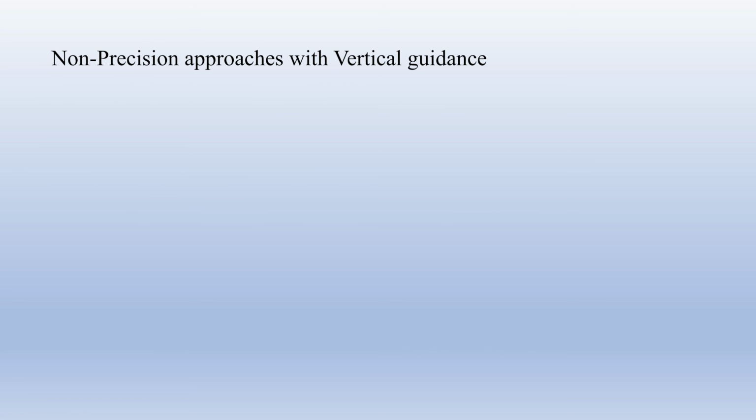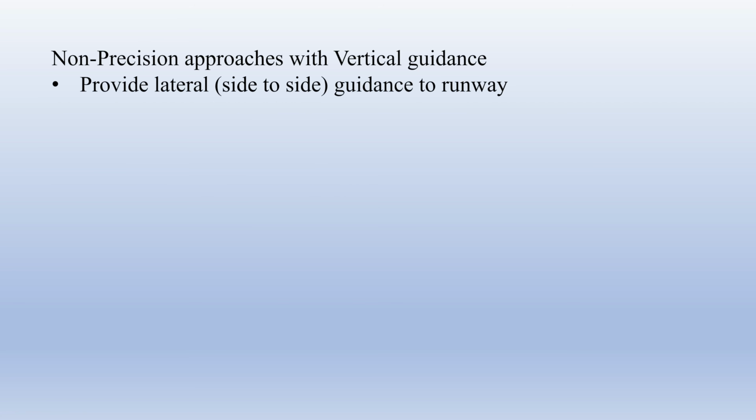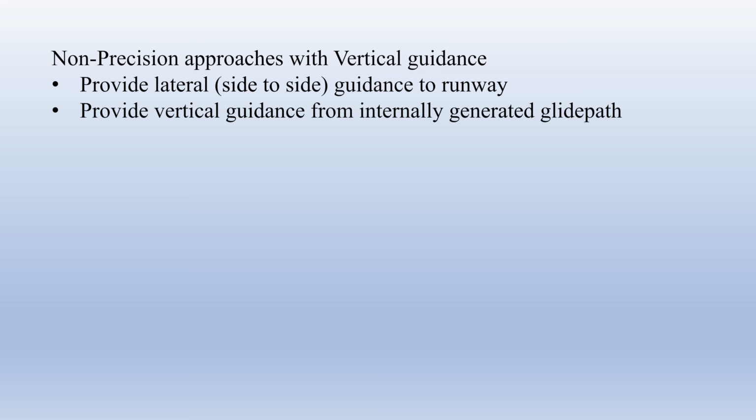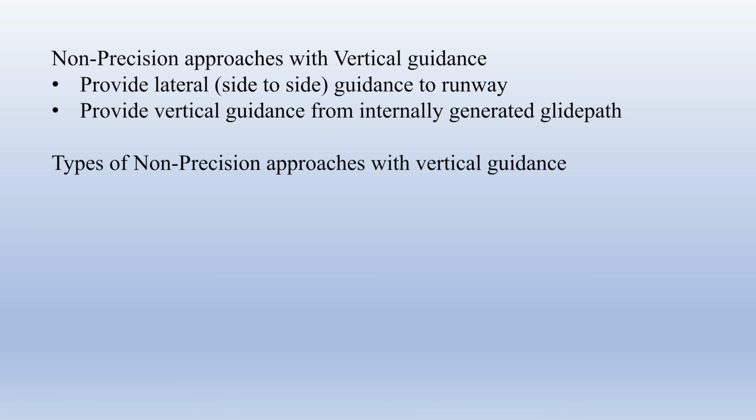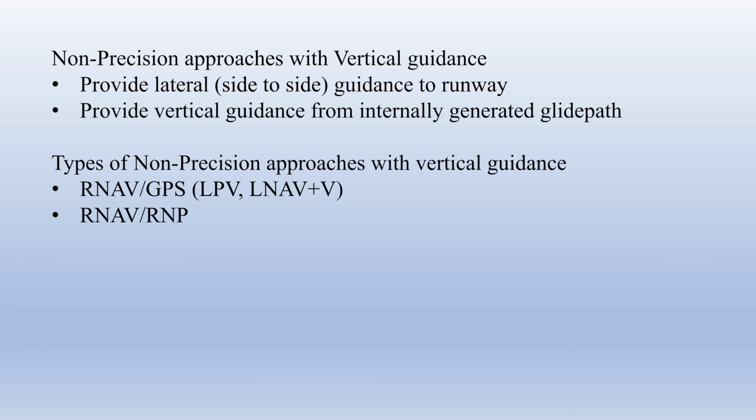Non-precision approaches with vertical guidance are approaches that have lateral guidance and vertical guidance that's generated by an onboard system such as a GPS or FMS. These systems generate and display a glide path for the pilot to follow on the approach. The vast majority of these types of approaches, and to my knowledge the only ones that you can fly in flight sim, are RNAV GPS approaches that have vertical guidance, such as LPV, LNAV plus VNAV, and RNAV RNP approaches. I'll be doing an in-depth video on GPS approaches where we get into what all of that means.